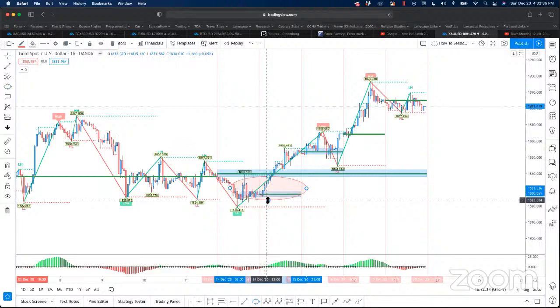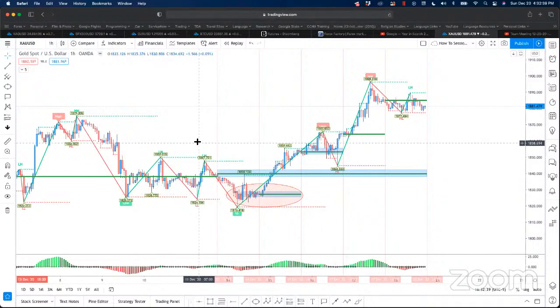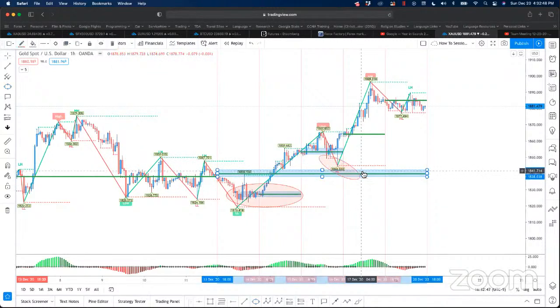In this area right here. And then you got an additional area right here for the whole week on gold. This would have been 2 trades you would have taken the whole week right here. 2 trades you could have taken.